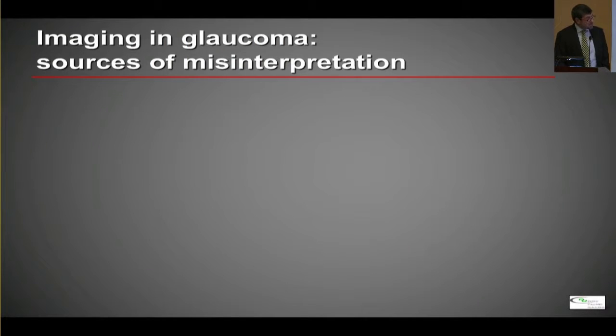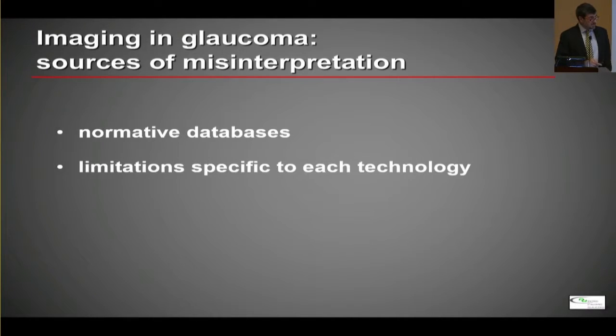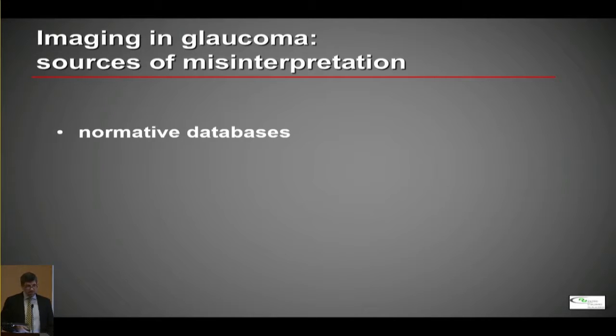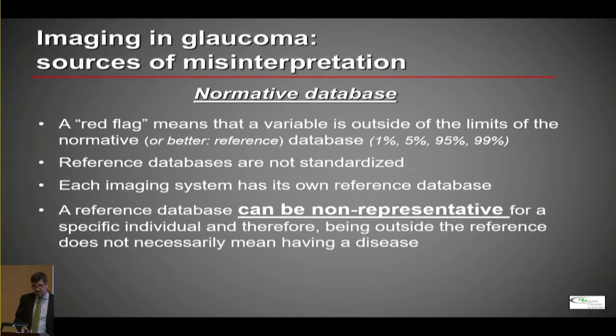So what are the causes of these wrong diagnoses made by imaging systems? We have different sources, which are related to normative databases, to limitations specific to each technology, to artifacts, and to diseases other than glaucoma that can mix up the results of our system. Let's talk briefly about normative databases. We know that each system has its own normative database, and being outside the normal limits does not mean that a patient has a disease.